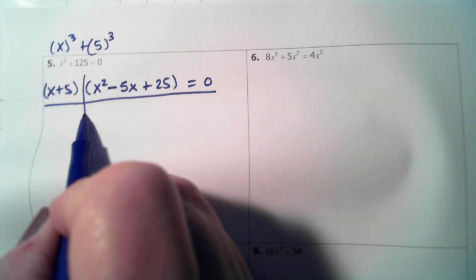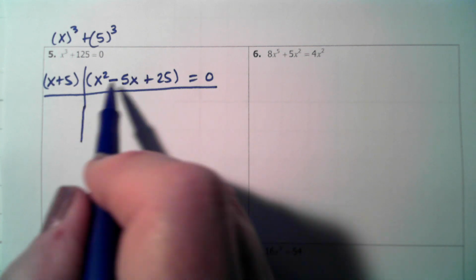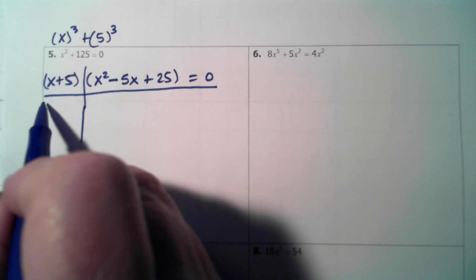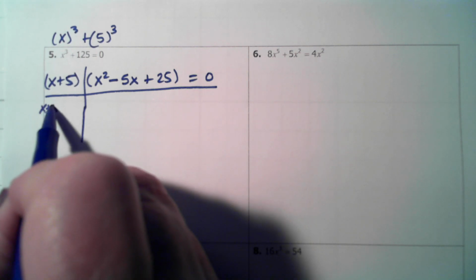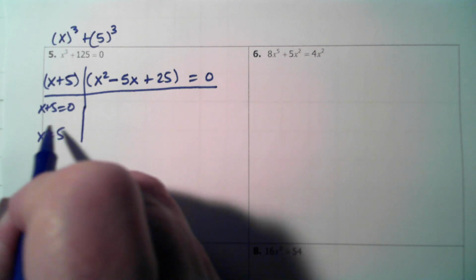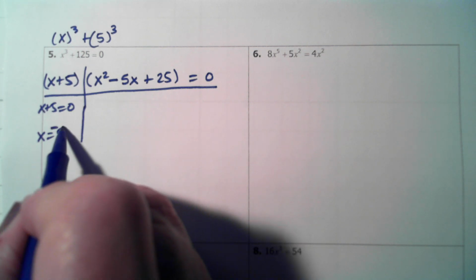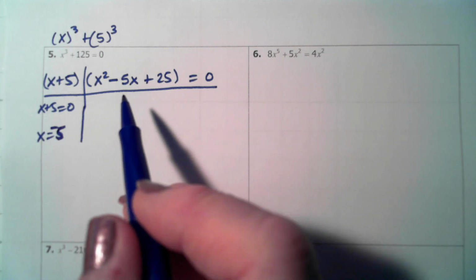Now, one of the reasons this formula stops there is this trinomial is not factorable. This one is already factored. It's a linear expression. So we've got x plus 5 equals 0. Subtracting 5, we've got x equals negative 5, sorry, subtracted that 5.